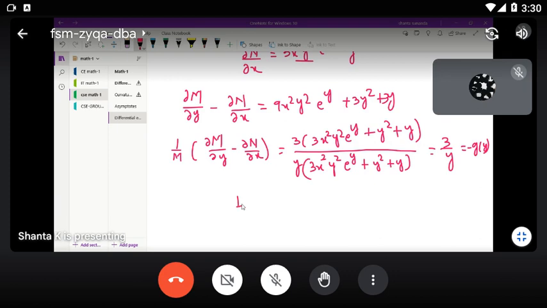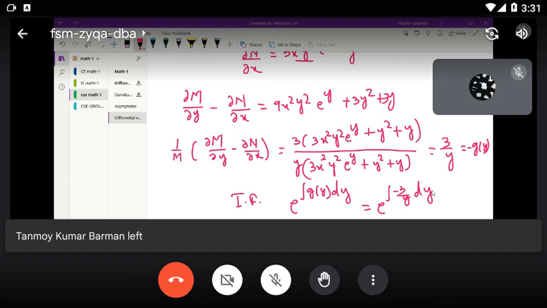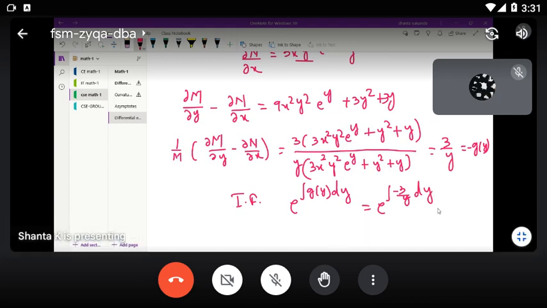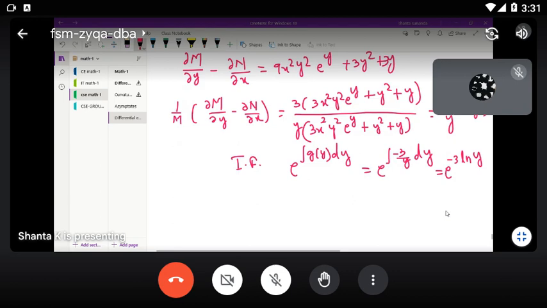So our integrating factor will be e^(∫g(y)dy). So you see, if your minus g(y) is 3 by y, then g(y) will be minus 3 by y, so e^(∫-3/y dy). And you see logarithm, so it will be y^(-3), or 1 by y cube. So this is your integrating factor.